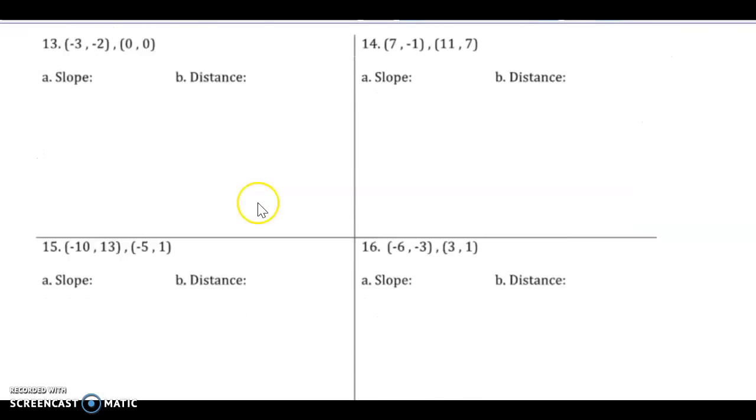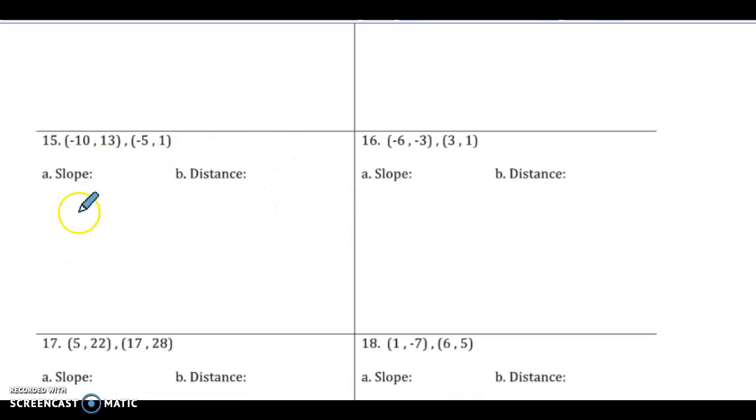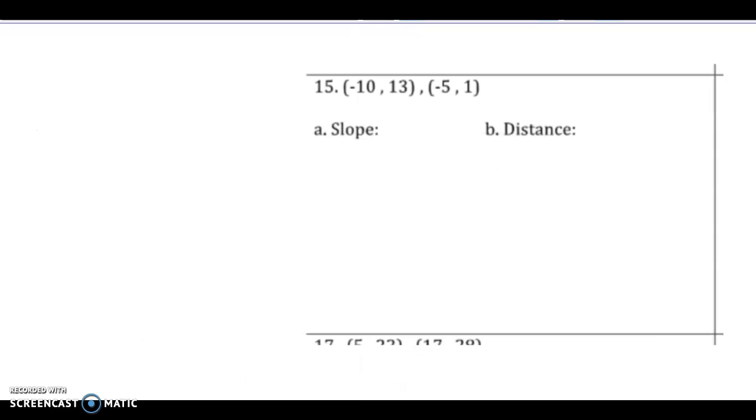Now I'm going to do number 15 with you as an example, and I'm going to show you what work you have to show in order to get credit. So number 15 is to find the slope between these 2 points and the distance between these 2 points. Now the very first thing I want you to do is graph it somewhere. You can graph it by just doing a quick sketch off to the side.